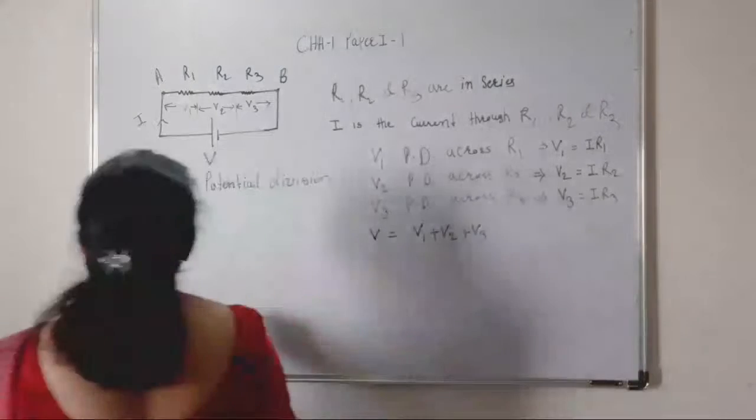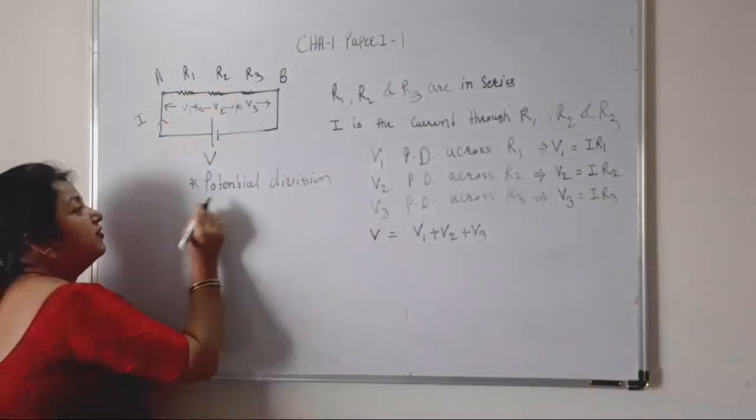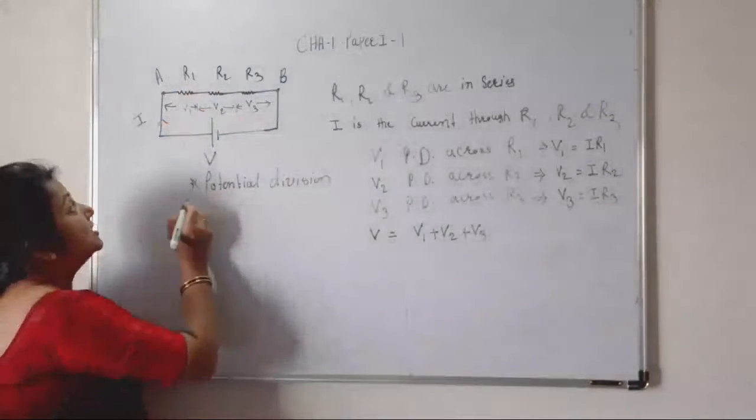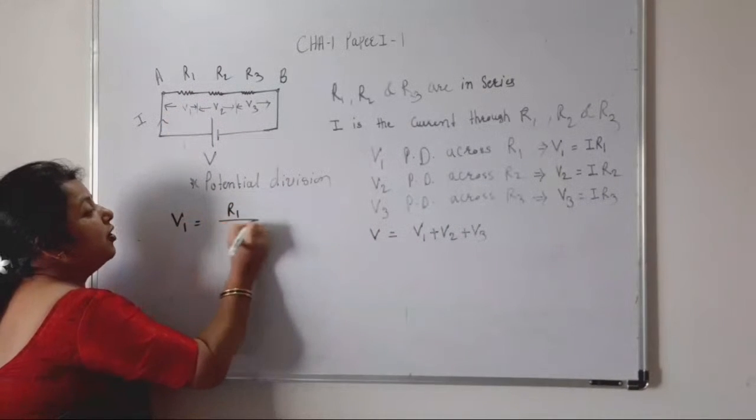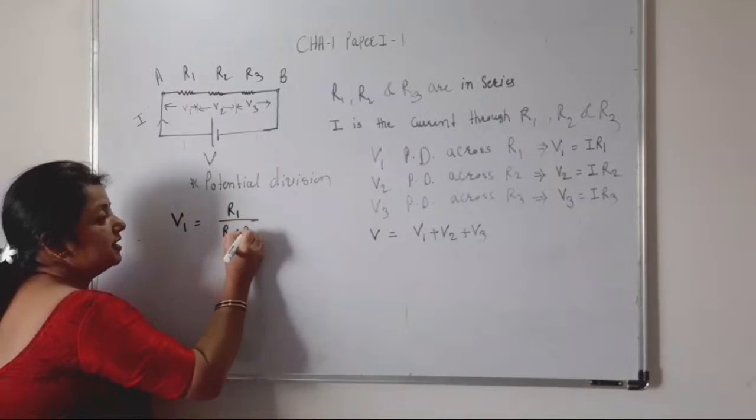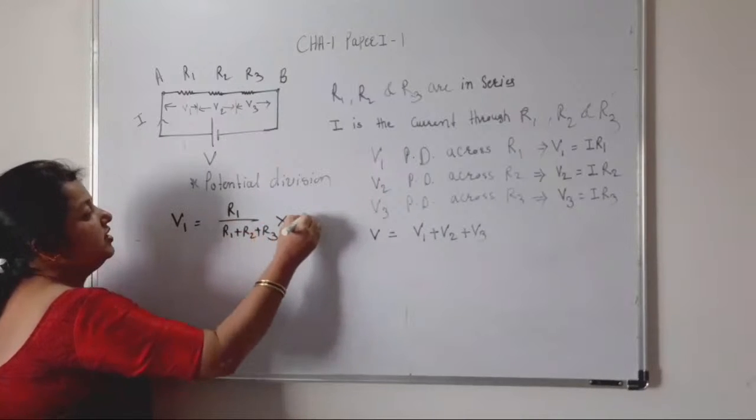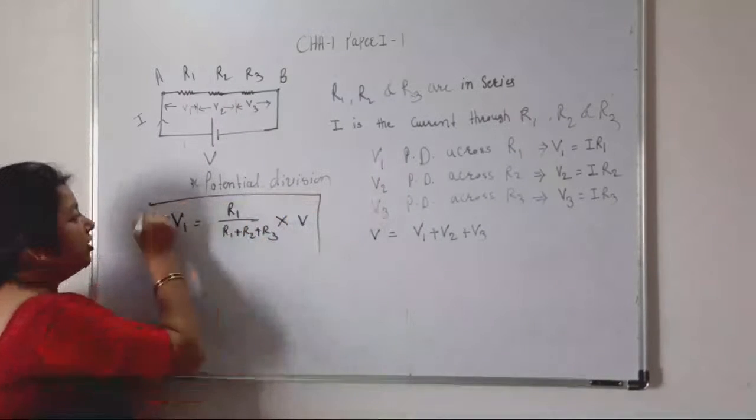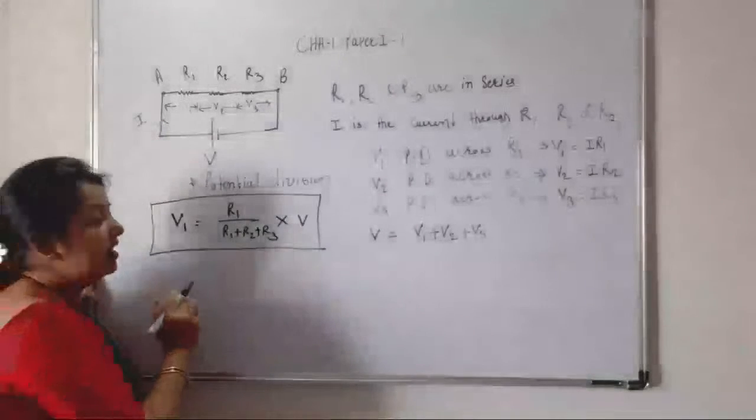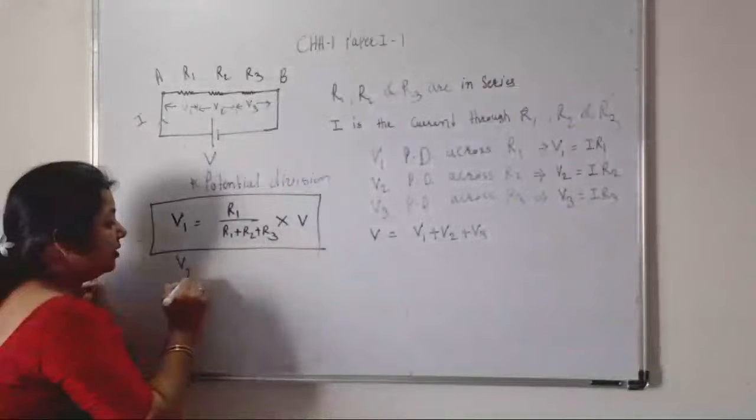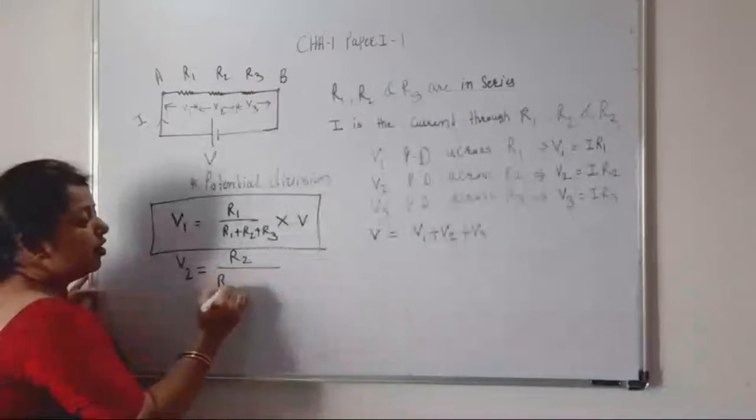So potential division, whenever for this diagram, now we want to find out V1. What is the potential division formula? It says V1 equal to R1 upon R1 plus R2 plus R3 multiply by V. This is the standard formula to find out the potential across resistance R1. Now when we want to find out the potential across R2, that's R2 upon R1 plus R2 plus R3.